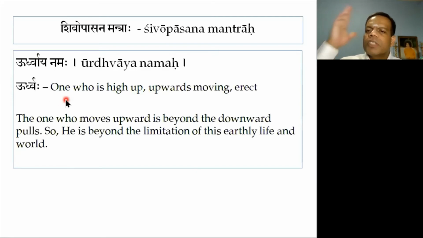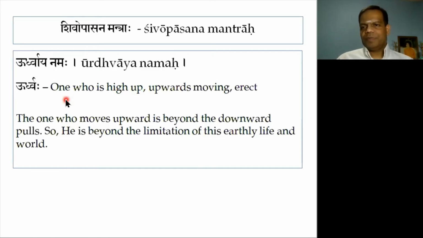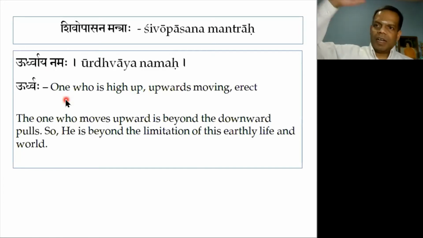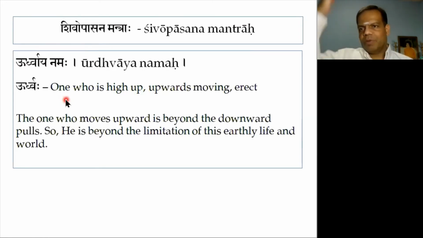The meaning which is given is one who is high up, or who is upward moving, who is erect. All these meanings are given for the word urdhva. One who is sitting straight or standing straight, you say urdhva. One who is above is also called urdhva. The one who moves upward is also not held down by the earth. If I can just move up, that means I am not caught by gravity. Shiva is one who can freely move up, who is not held down by the shackles of this world.